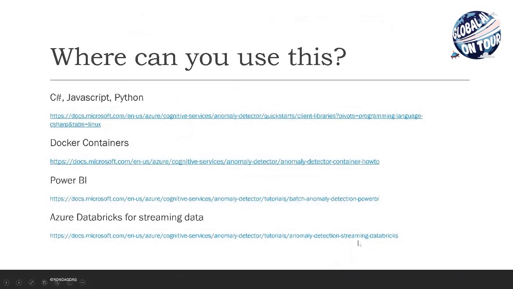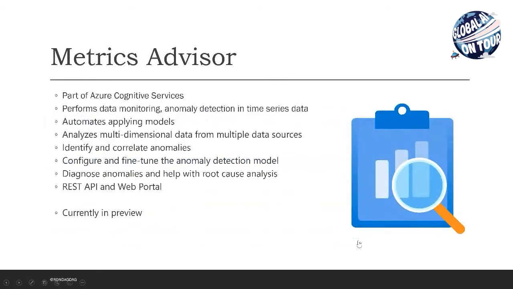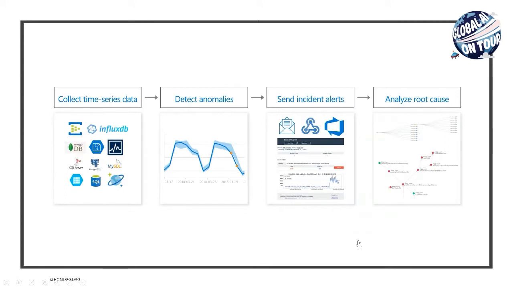All right, so where can you use this? It could be C#, JavaScript. You can actually have it inside Docker containers. You can incorporate it into Power BI and Databricks. I'm not going to talk more about this Metrics Advisor because we don't have a lot of time, but that's also something that you might want to look into, as it's also part of Azure Cognitive Services. It's a place where you can collect and add time series data and be able to detect anomalies.